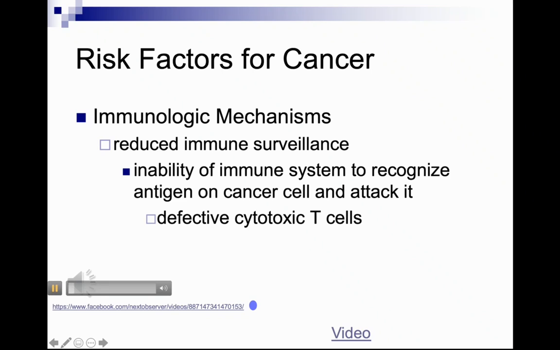Immunologic mechanisms are also risk factors for cancer. And by immunologic mechanisms, I'm talking about reduced immune surveillance, inability of the immune system to recognize an antigen on a cancer cell and attack it, defective cytotoxic T cells. Click on this video and you'll see how the immune system is supposed to work. And as you look at the immune system attack bacteria and viruses, think about the immune system also attacking malignant cells.